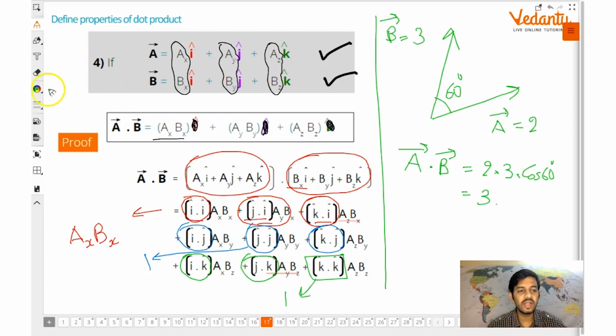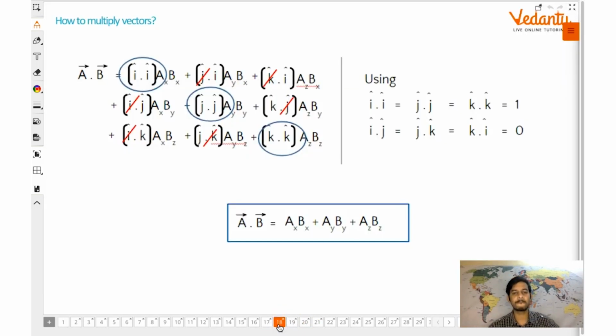So finally I'll just highlight the terms जो कि अपने बच रहे हैं. Which all terms are remaining? ax bx, ay by and az bz. तो फाइनल आंसर क्या आ रहा है? ax bx plus ay by plus az bz. That's what I was telling you. क्लियर हो रहा है गाइस?